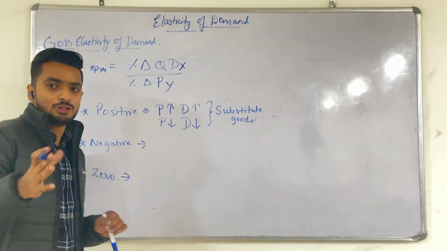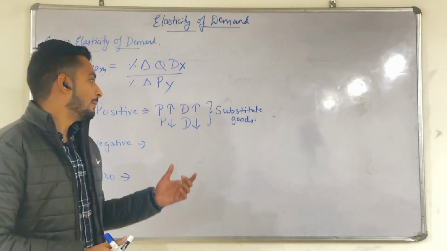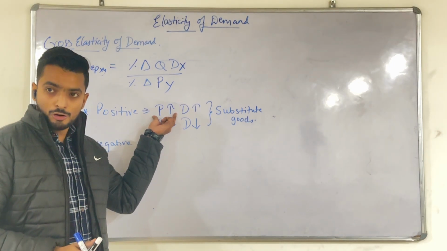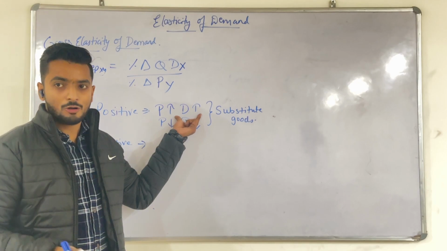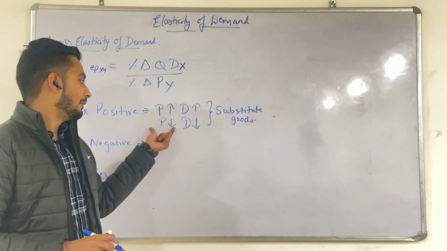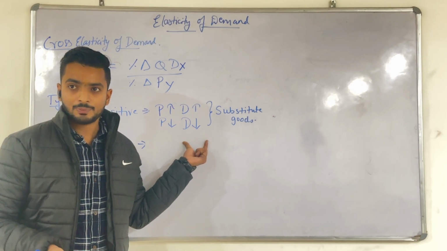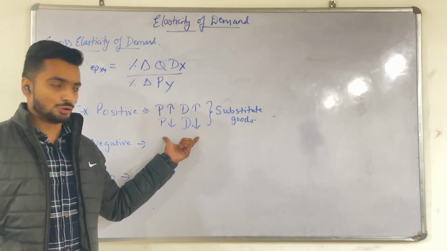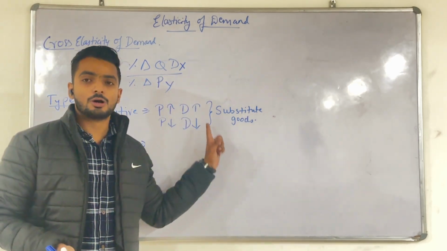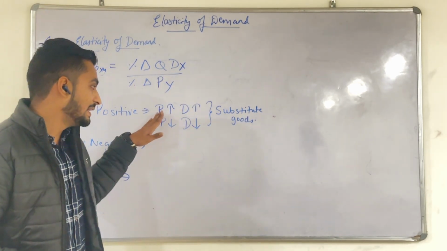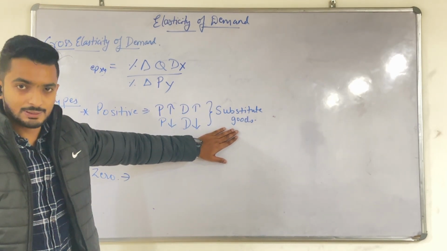Substitute goods can be used in place of one another, like tea and coffee, Coke and Pepsi. So if the price of tea is more, you will demand more coffee, and the demand for tea will fall. And if the price of tea is less, you will demand less coffee and more tea. So you have to show the demand of the related commodity. If the price of one commodity increases, the demand of its related commodity will increase. If the price of tea increases, demand of coffee increases. That is the case of substitute goods.